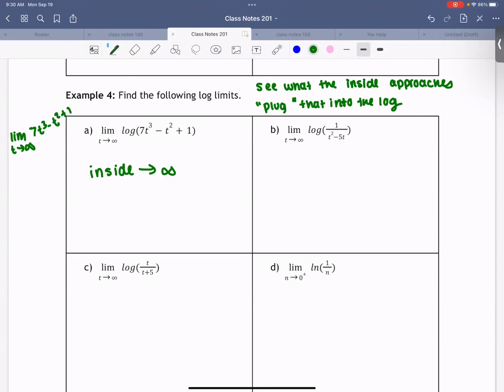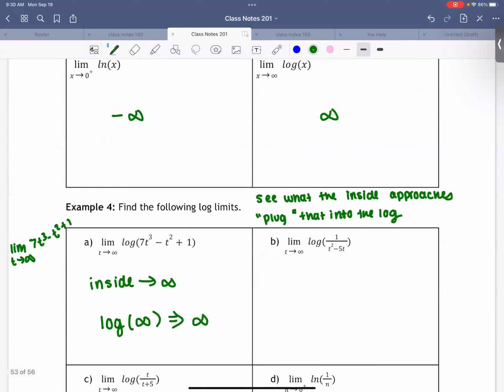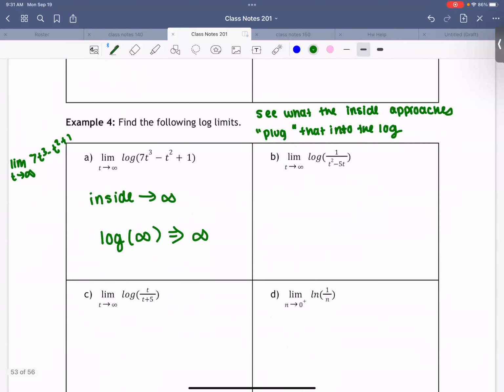Once I find that limit, I'm just going to plug it in essentially, or find the limit of log of infinity. And what is log of infinity? Infinity, right? Just like we found up top, as x approaches infinity, our log is going to infinity. I know my notation is kind of bad, but this is my thought process. Any questions on part A?